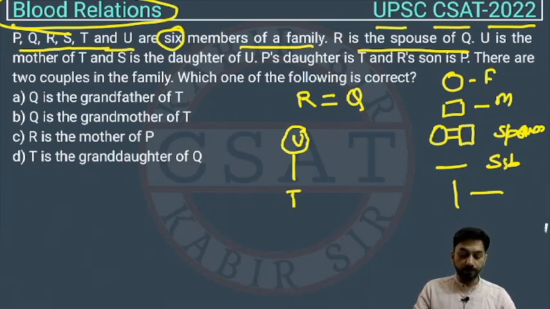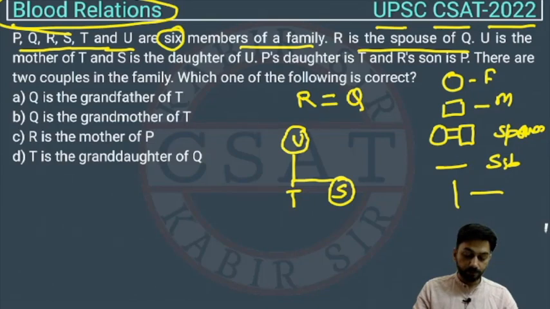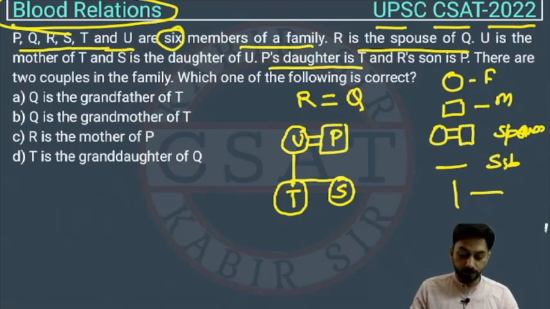right? Now S is the daughter of U. Now we know S is also a daughter of U, right? So T and S are siblings. Okay. Now P's daughter is T. Now P's daughter T is a daughter, right? And U is also a parent of T. So they will be related as spouses. So P is a male, right? So this will be this kind of relation because P's daughter is T.